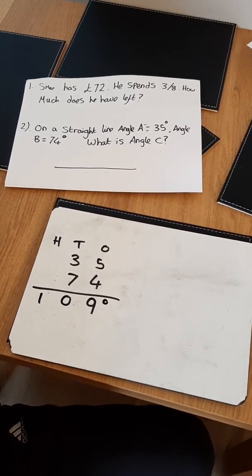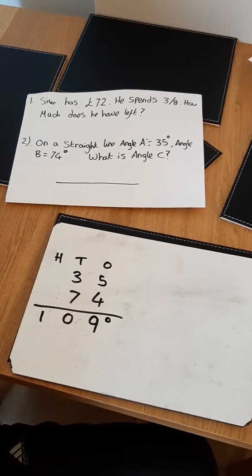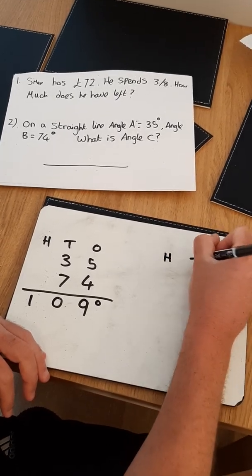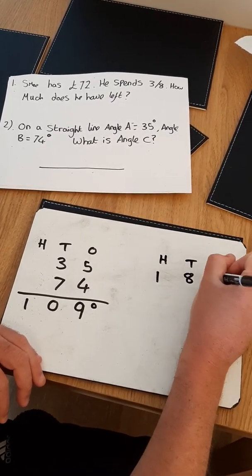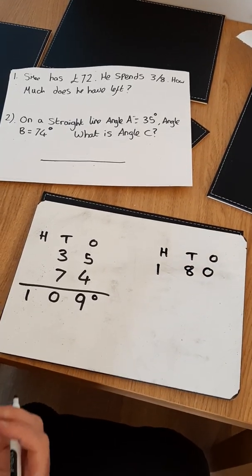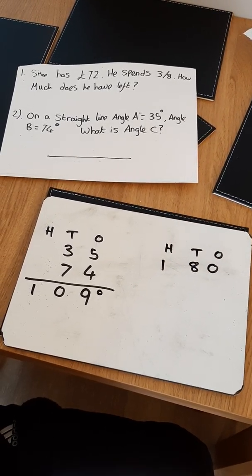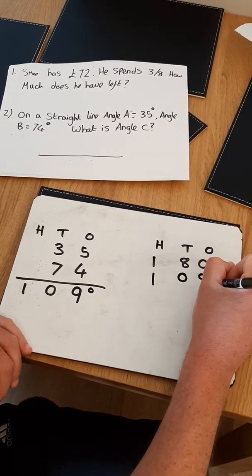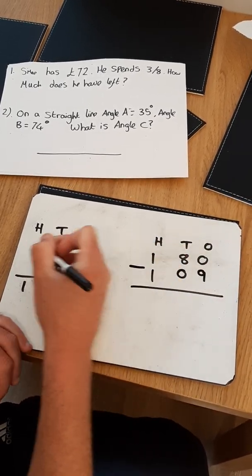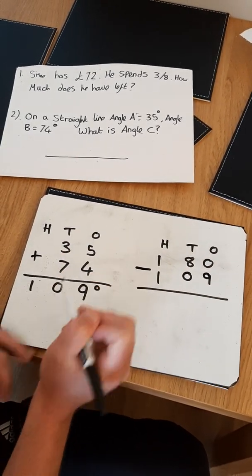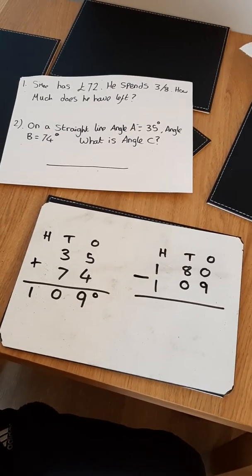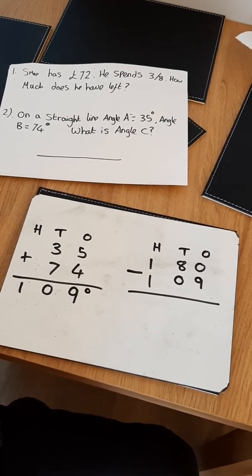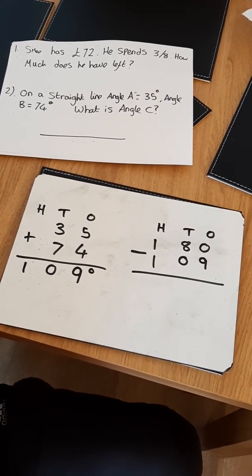We need to now work out what angle C is. So we know that A and B combine to make 109 degrees. We know that in total that straight line is 180 degrees. So to find angle C, we need to subtract that 109 degrees from our 180. Okay, because we've added these two together, angle A and angle B, to give us the total of angle A and B. Now we need to subtract that total from our total of the straight line, which is 180, and this will give us our answer for angle C.